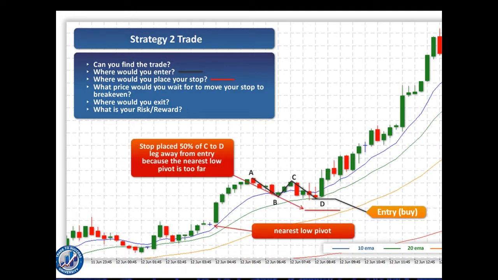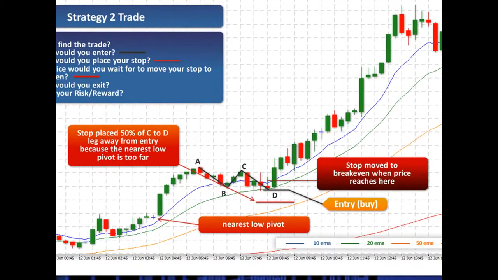The stop is placed 50% on the C to D leg away from the entry because the nearest low pivot is too far. And as you can see, the low pivot is this one right here. It is just too far, so we're placing it as indicated. What about our break even? Well, again, it's a one-to-one risk reward, so the same distance between the entry and the stop in profit is where we will be taking our stop from the original point up to our entry price.